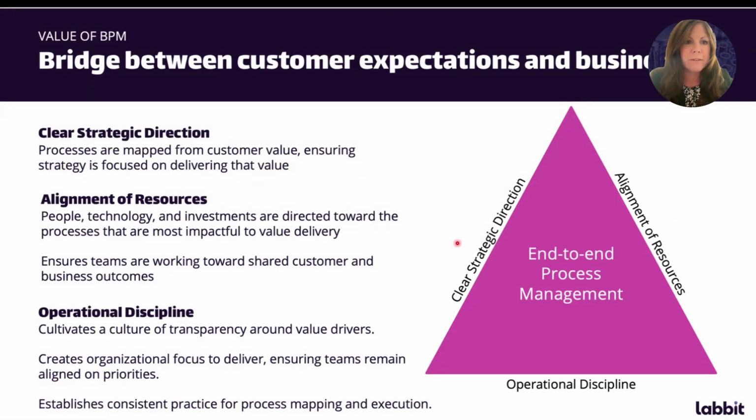And finally, operational discipline. BPM cultivates a culture of transparency, not just around its value drivers, but also creating clear organizational focus to deliver to that value, and establishes consistent practice for mapping and managing its process. Together, these three dimensions, strategic direction, aligned resources, and operational discipline, enable true end-to-end process management.